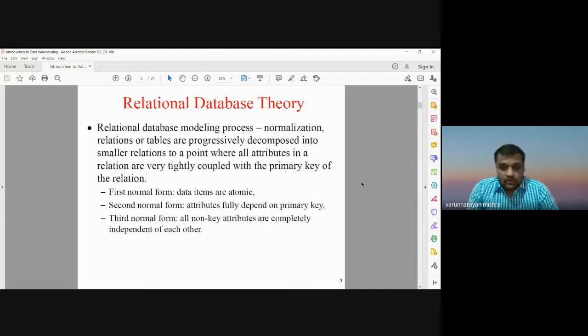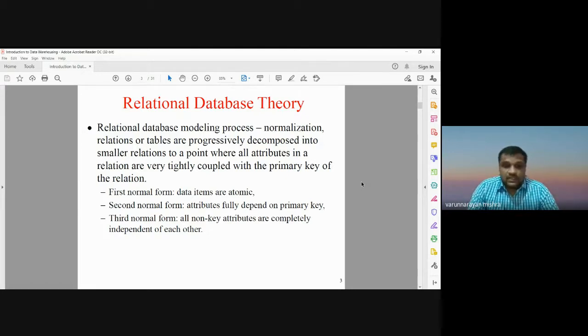Okay, so I would like to start with the relational database theory. As we all know, the relational database modeling process is used for the normalization of the relationships of the tables, and it progressively decomposes them into smaller relationships to a point where all the attributes in a relationship are very tightly coupled with the primary key of the relationship. The first normal form has data items that are atomic. In the second normal form, attributes are totally dependent on the primary key.